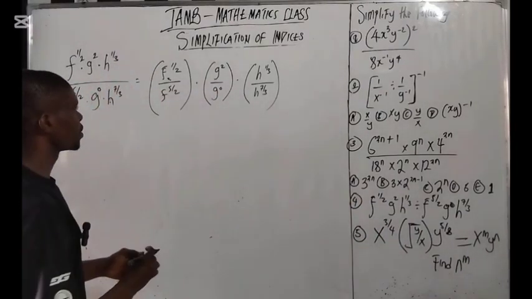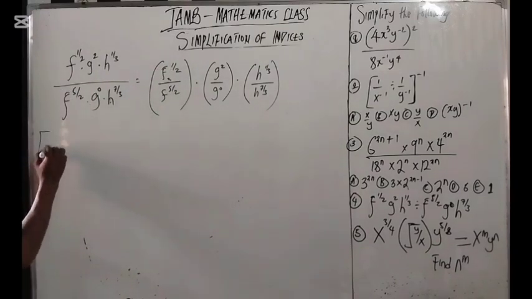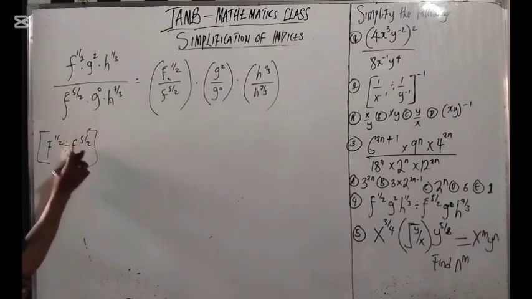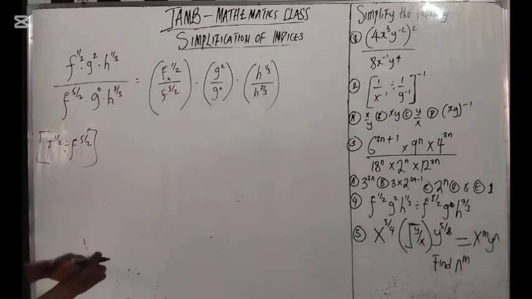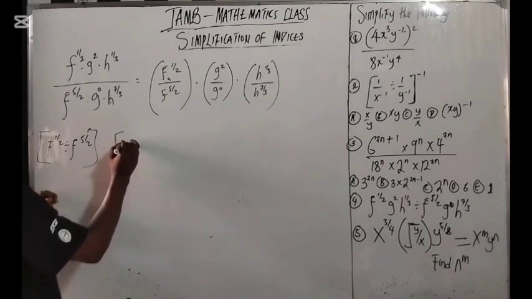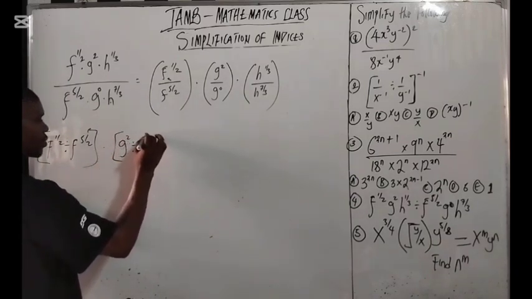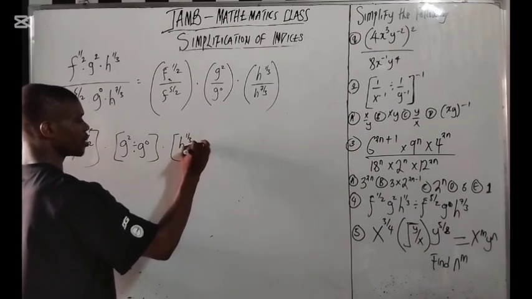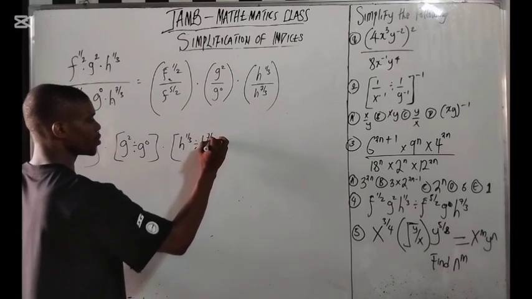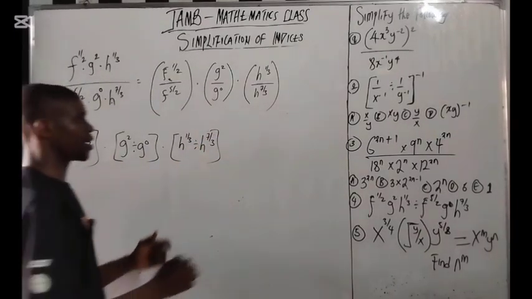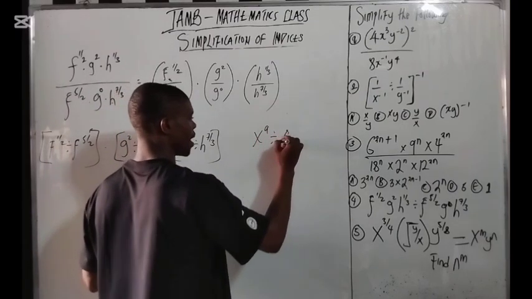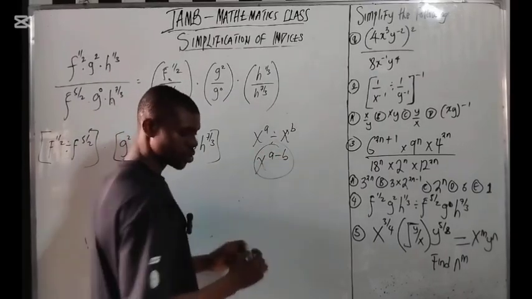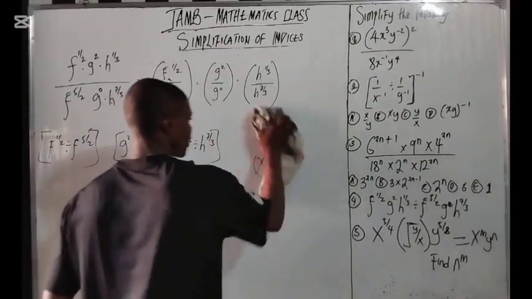Now let's break it down. If you break this down, here we have F(1/2) divided by F(5/2), times G(2) divided by G(0), times H(1/3) divided by H(7/3), right? So remember, when you have x^a divided by x^b, you subtract them. So we have x^(a minus b). This is the formula I want to make use of.